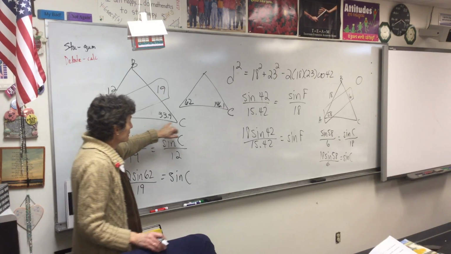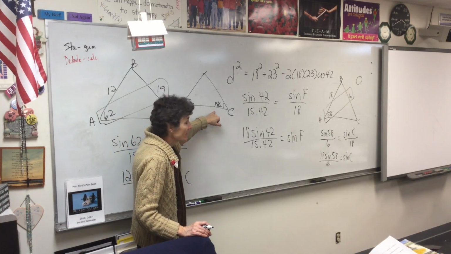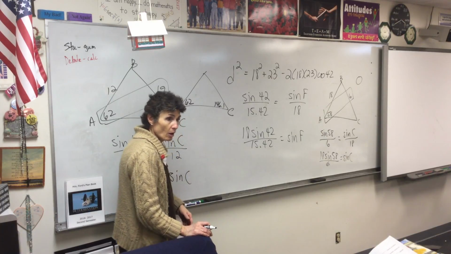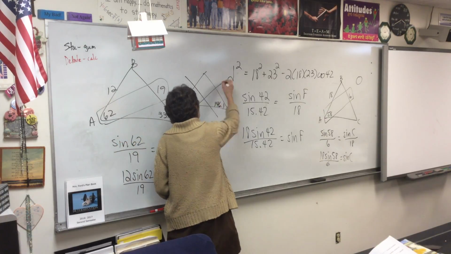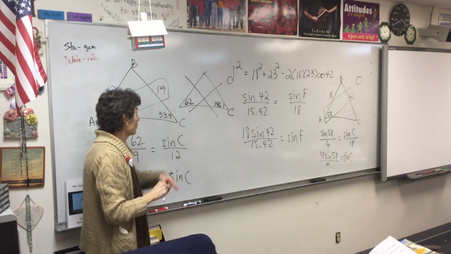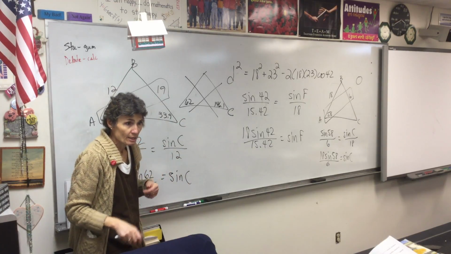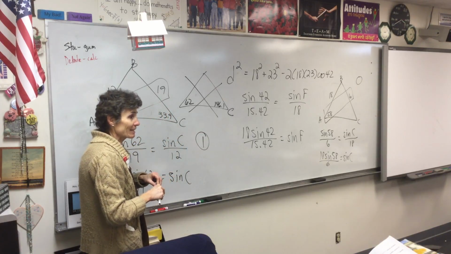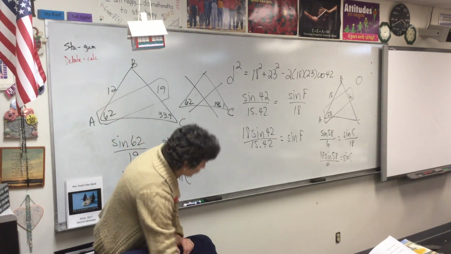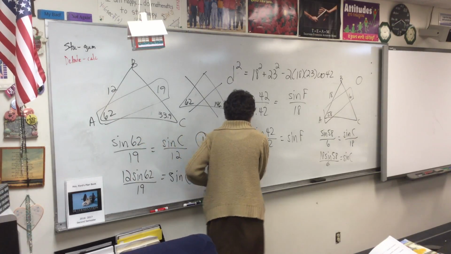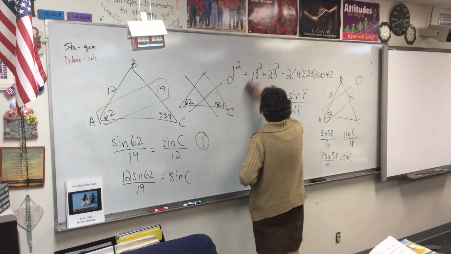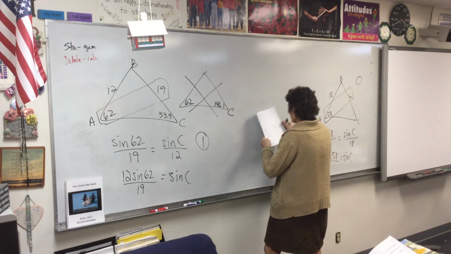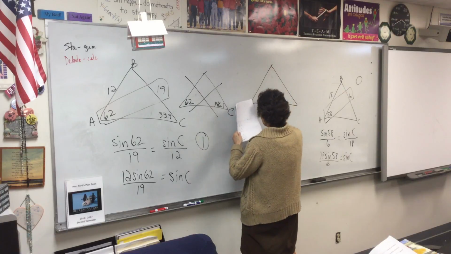Now, is it okay to have a 60 and a 140 in the same triangle? No. So we said, if there's a second triangle, that's it. But that doesn't work. So how many triangles are possible? Just one. The second one did not work. All right, so now we got our third triangle.